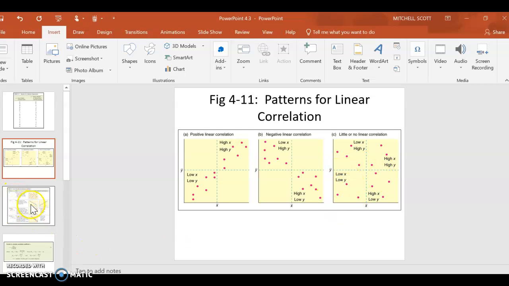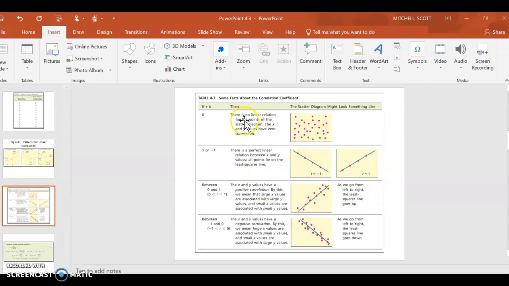Here are some examples of no correlation, perfect correlation, and strong correlations. No correlation: where do you draw the line here? Can you draw it here? Can you draw it here? I don't know where to draw it. That means there's little or no correlation. 0 is no correlation. 1 or -1 is perfect.